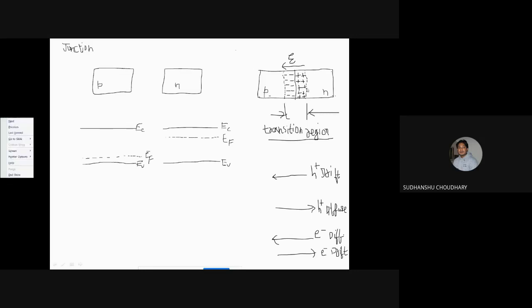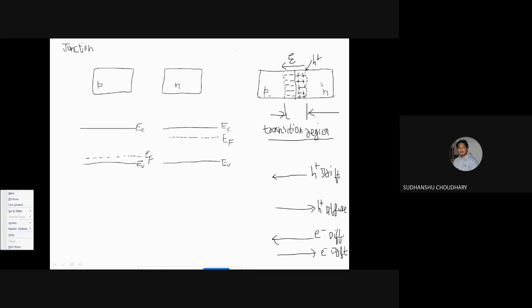So let us say that at the edge of this transition region, the minority carriers, which are holes here, come somehow. Some holes which are minority carriers in N-type come to this edge. Now, because of the high electric field in this region, this minority carrier hole will be swept away in the direction of the electric field. So this hole will now be swept into the P-type.